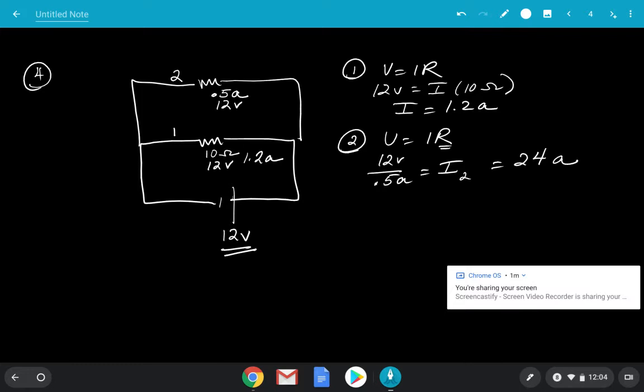So just to be on the safe side, let's double check. Yep, no, my math is correct. All right, so 24 amps. This is definitely not real.